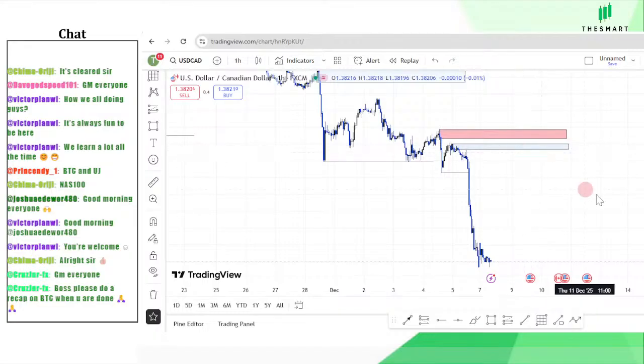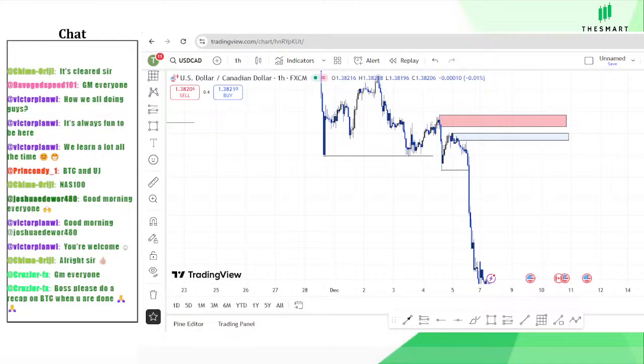So let me know in the comment section, those that have been active or those that have actually been looking at their charts, studying their charts. Which zone are we looking for at this point? Let's do this simple test this morning.